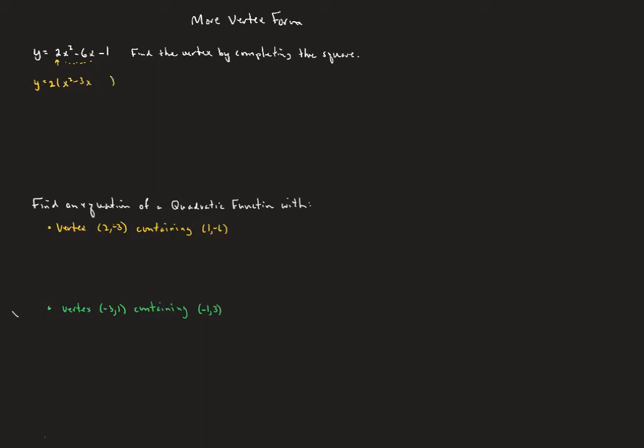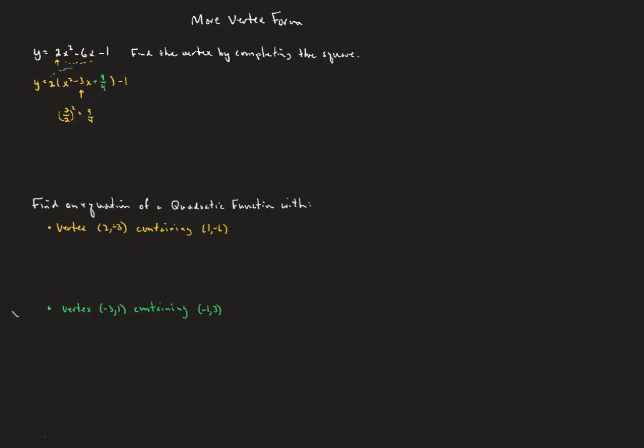I'm going to leave a space and push the minus 1 outside the parentheses. Now it gets a little tricky. We want to take half the middle term and square it. We don't really worry about the sign because once we square it, it's going to become positive. So half of 3 is 3 halves. 3 halves squared is 9/4. That is the number we're going to add into that parentheses, the 9/4.